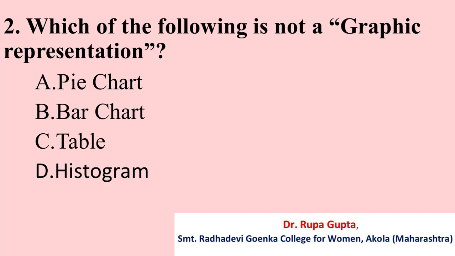Option A, pie chart. B, bar chart. C, table. D, histogram. And the correct answer is C, table. Question number 3.